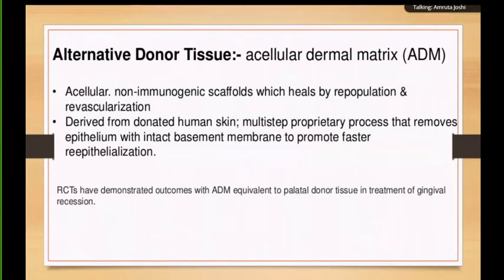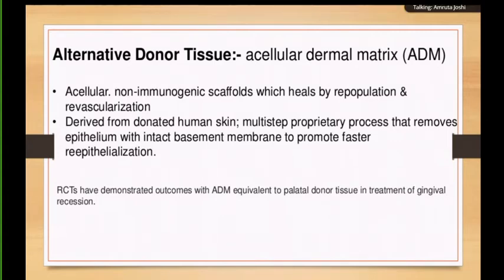But a cellular dermal matrix is what? It is a non-immunogenic scaffold. It is derived from donated human skin through a multi-step proprietary, patented process. It is commercially available from the dealers. We can take the cellular dermal matrix, cut it according to our need, and place it on the recipient site.